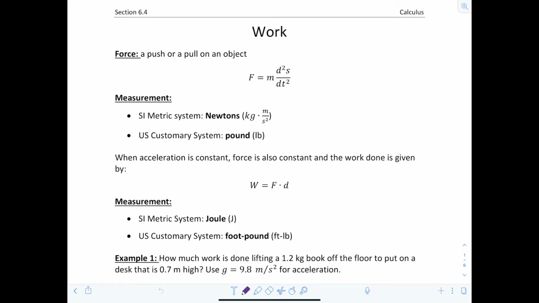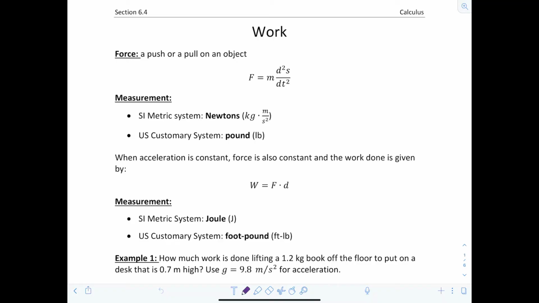In this video, we're going to discuss work. So before we discuss work, we have to talk about force. A force is a push or a pull on an object. And we have the equation that force equals mass times acceleration.